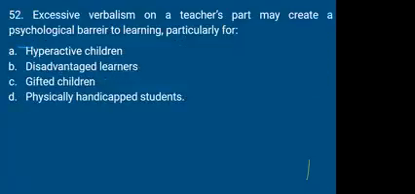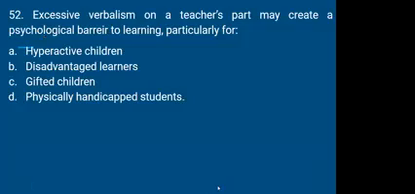Number 52. Excessive verbalism on a teacher's part may create a psychological barrier to learning, particularly for blank. Is it A, hyperactive children? Letter B, disadvantaged learners? Letter C, gifted children? Letter D, physically handicapped students? Excessive verbalism. Because sometimes excessive verbal instruction can become confusing, right?